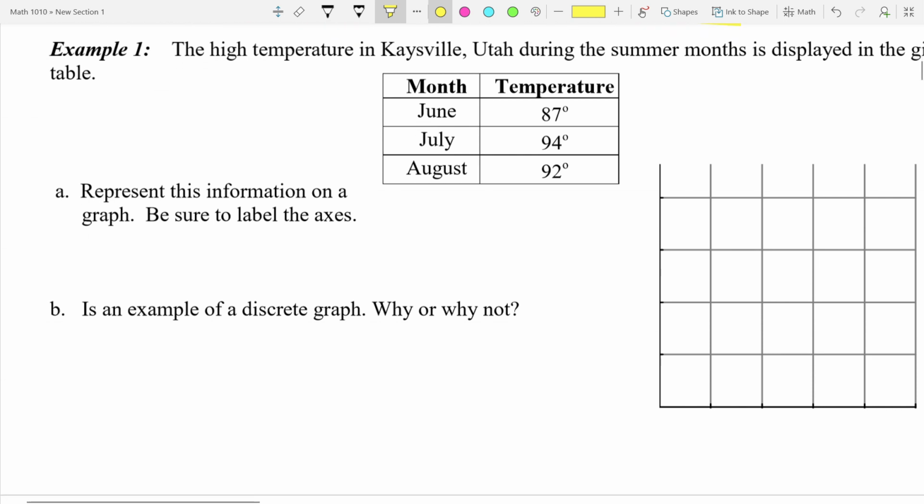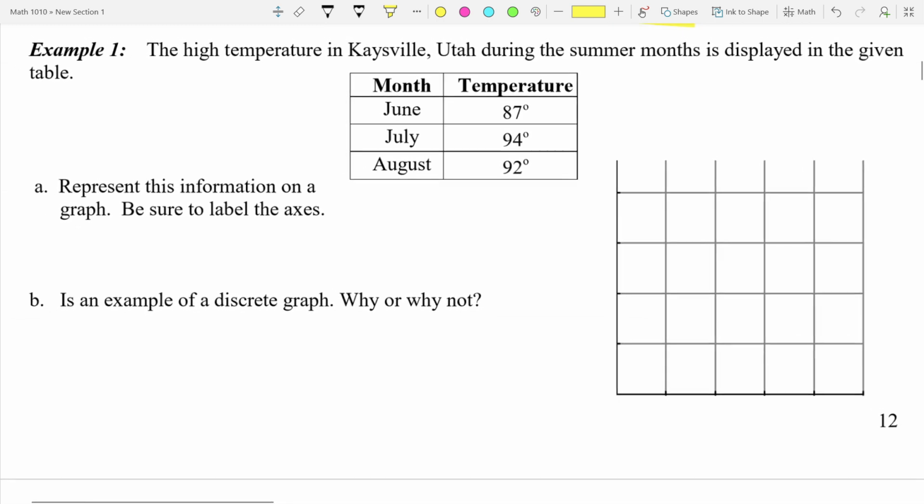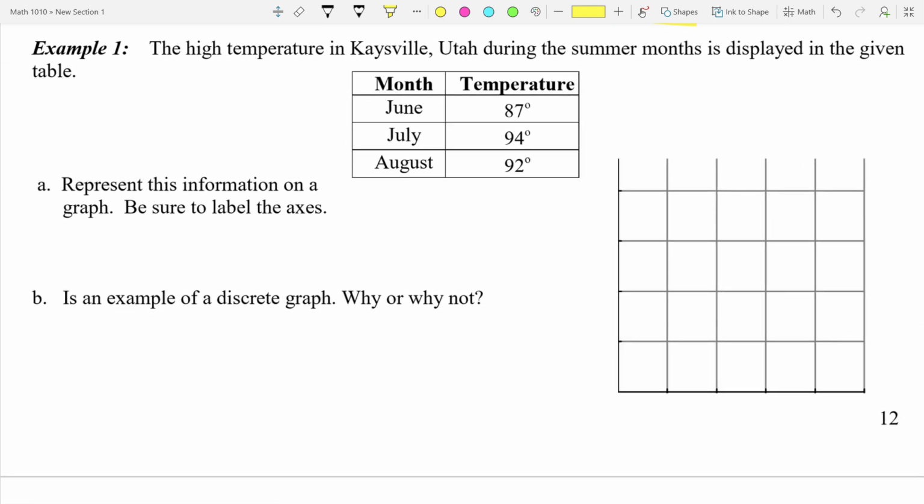Okay, so everybody look right here. The high temperature in Kaysville, Utah during the summer months is displayed on this table. Represent the information graphically. Be sure to label the axes. Everybody in the room tell me, when you take the quiz, you have to label the axes. So what am I going to put on this horizontal axis right there? Tell me. Month. So write that in. And on the left side, I'm going to put, talk to me, temperature.